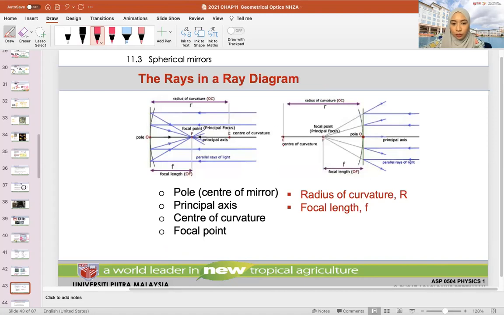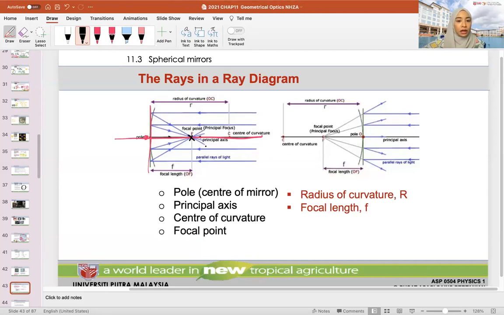So here is the way you should draw rays in a ray diagram. You start with the principal axis. Principal axis extends, it's just a straight line. And then you label your pole. The pole is where you put your mirror. So you put your mirror here and you put the curve. If it's concave, you put it like this. If it's convex, you put it like this. Depends on what mirror you're using. So this is your pole. And you draw your object. Is there an object here? No. And then the next step is to know what is your focal length or your focal point.